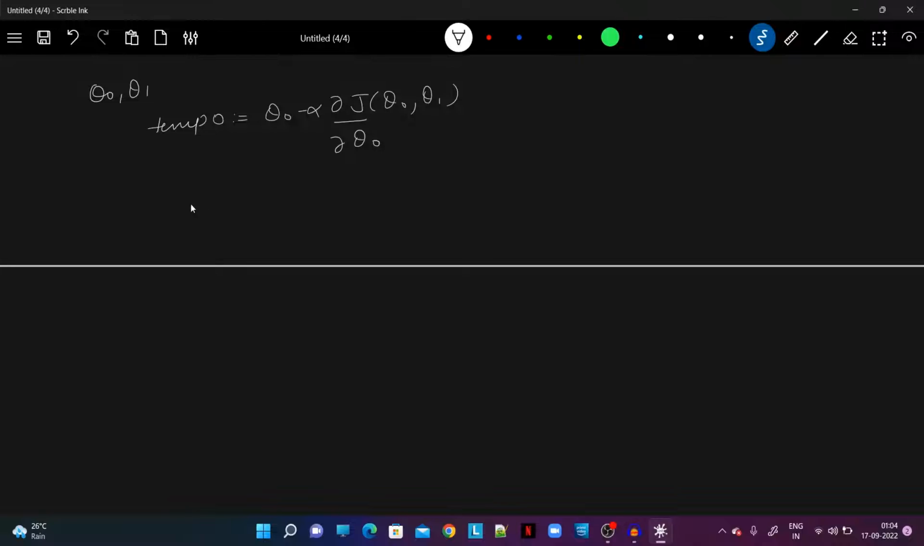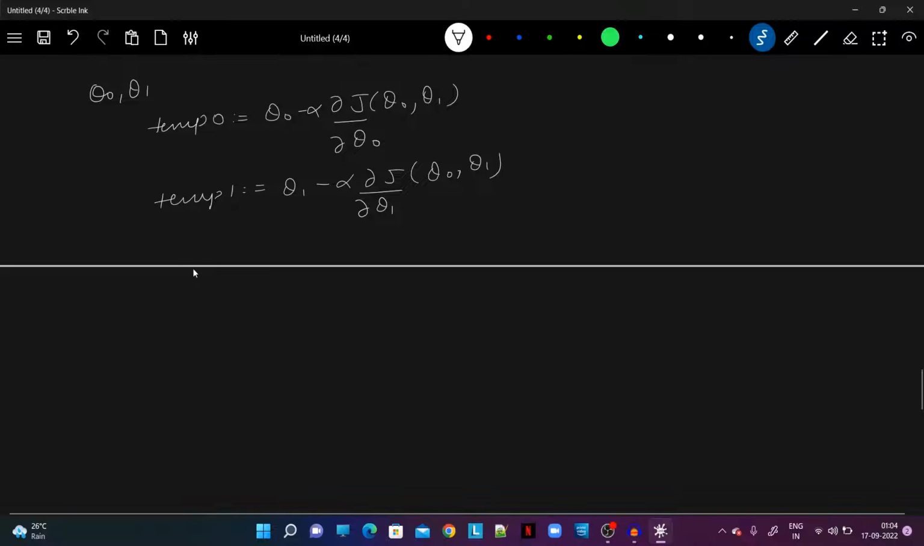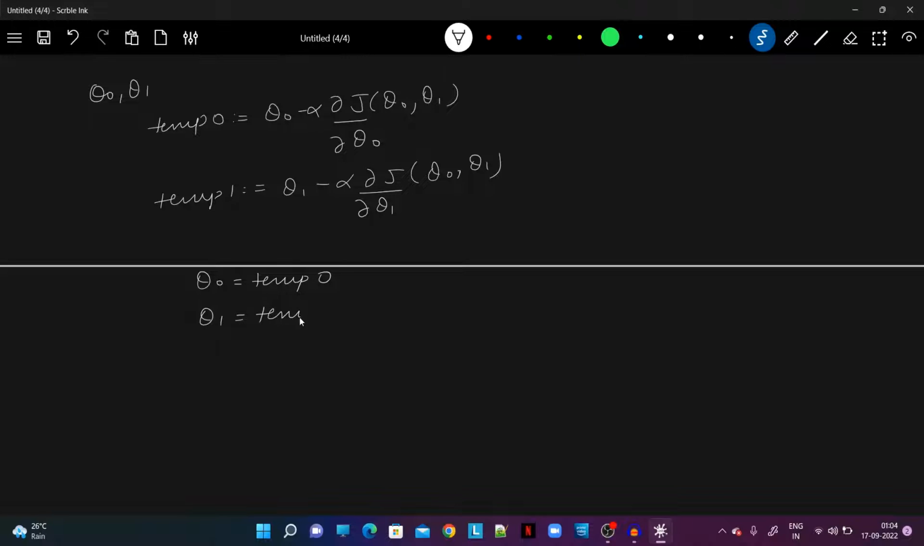Okay, this is the first value with respect to theta naught. Now we say temp 1 is equal to theta 1 minus alpha times del J del theta 1 of theta naught comma theta 1, and then finally you'll say theta naught is equal to temp 0 and theta 1 is equal to temp 1. That is, you'll find the updated value for all the parameters first and then you'll assign it. Okay, this is one way, and it is like you are simultaneously updating it. Simultaneous it is.